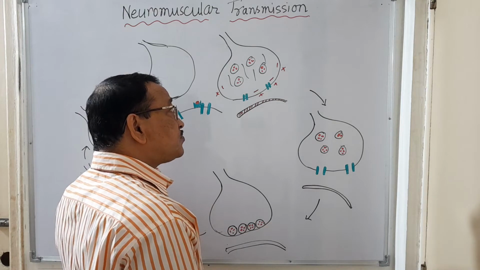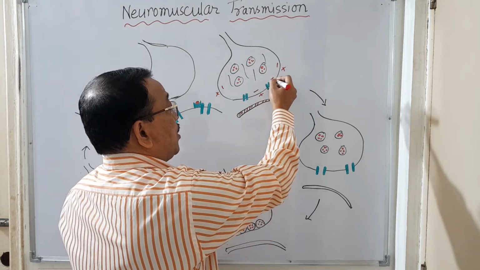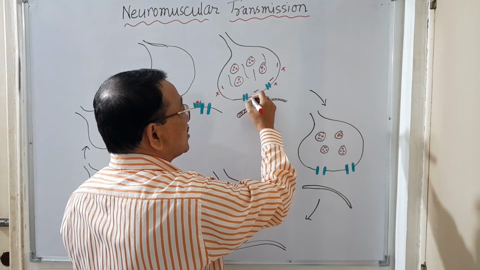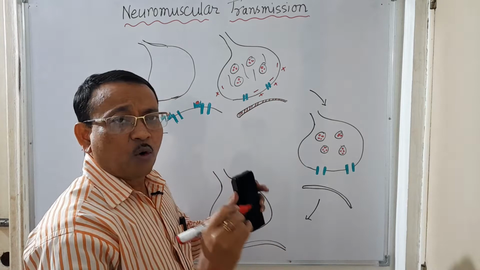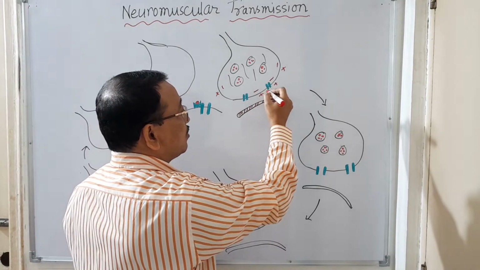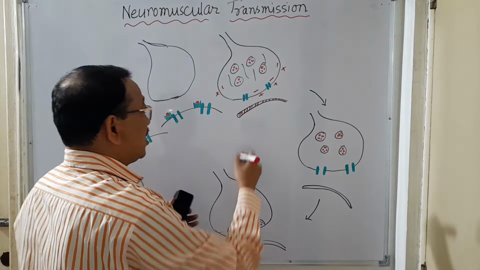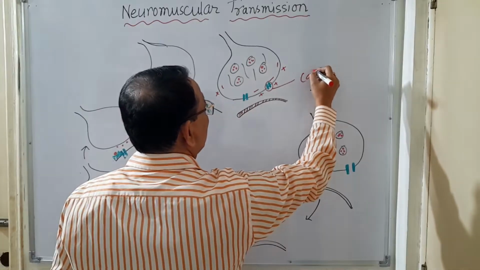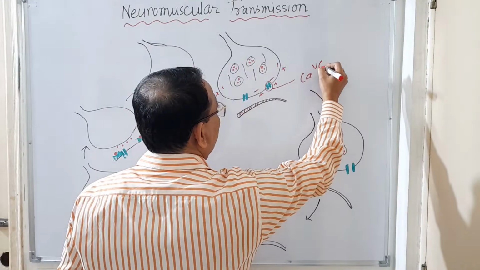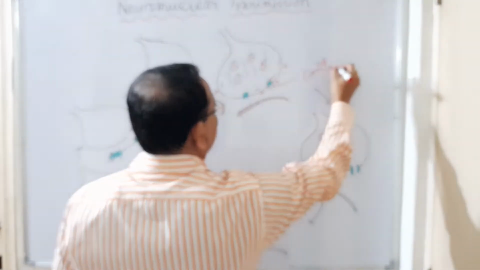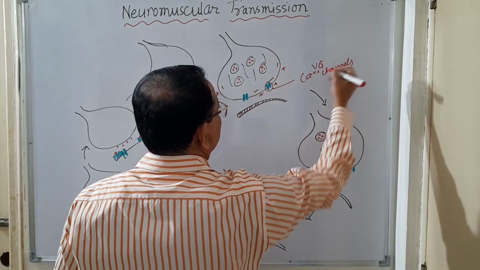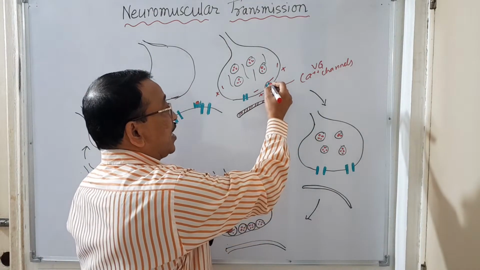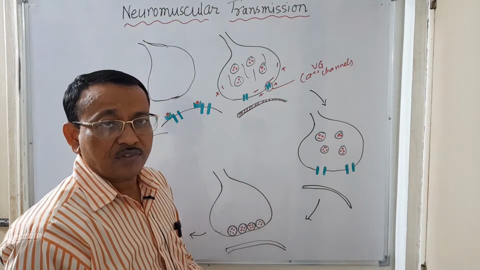Now what happens in the presynaptic membrane? There are some channel proteins which are known as the calcium channel proteins. These are the calcium channel proteins, or voltage gated calcium channels, which remain closed at that time.